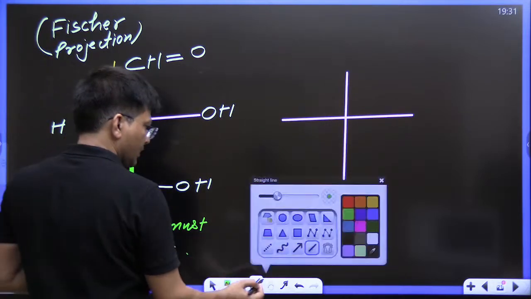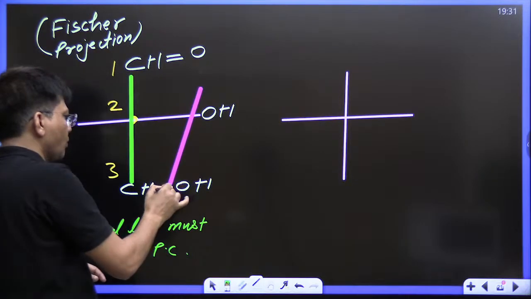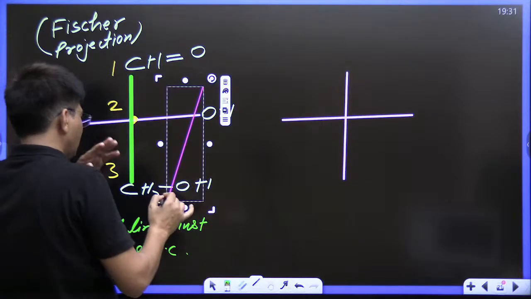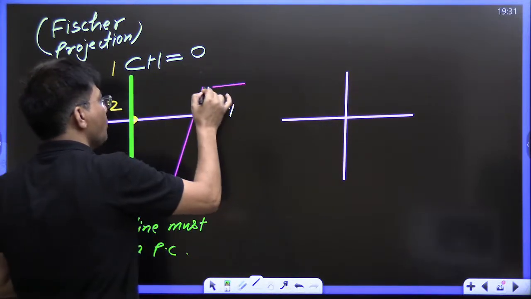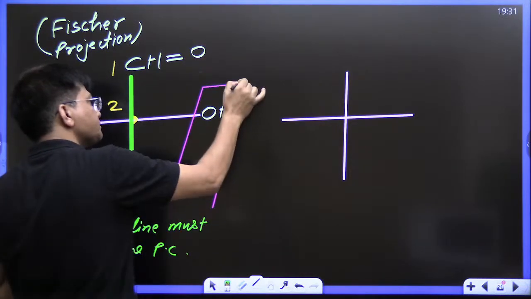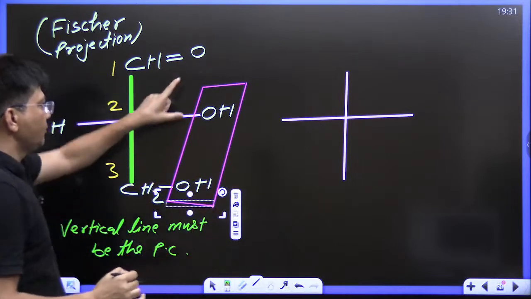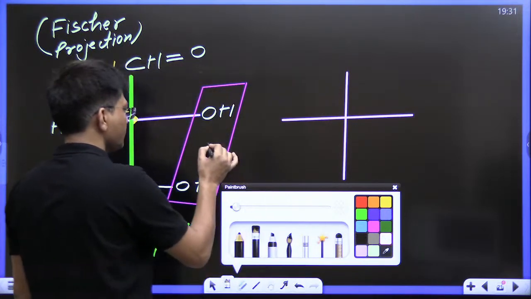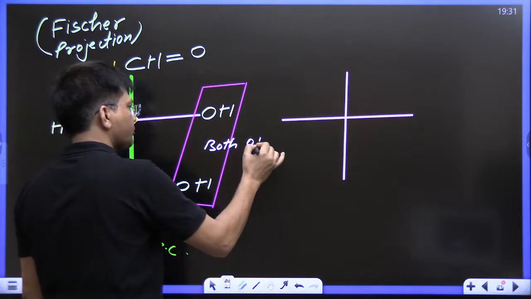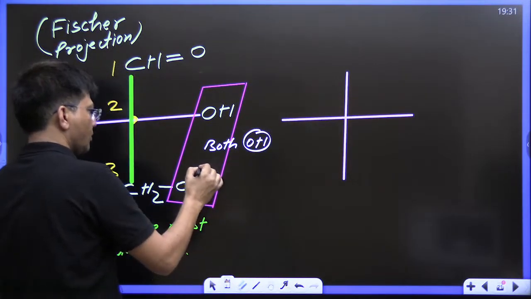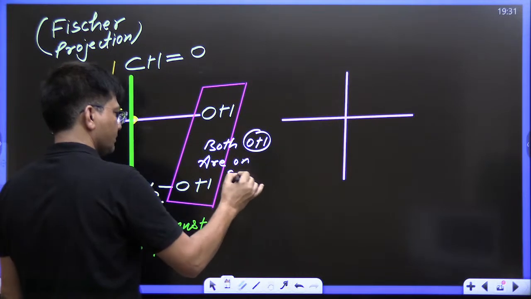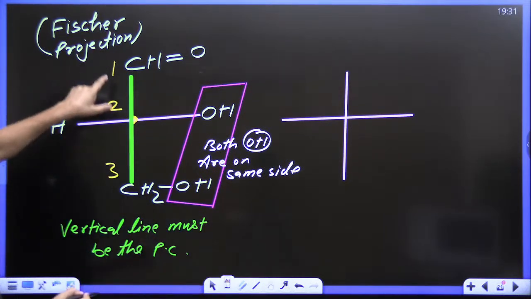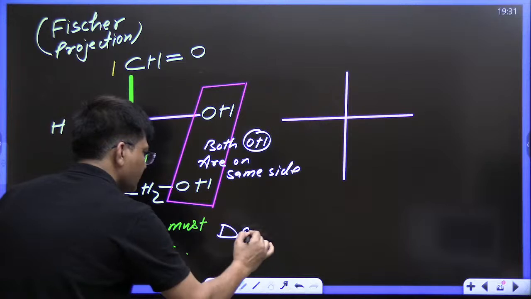Now see, this OH and this OH, both the OH are on the same side. And when both OH are on the same side, we will say it is a D compound. Its name is glyceraldehyde. So we'll say D-glyceraldehyde.